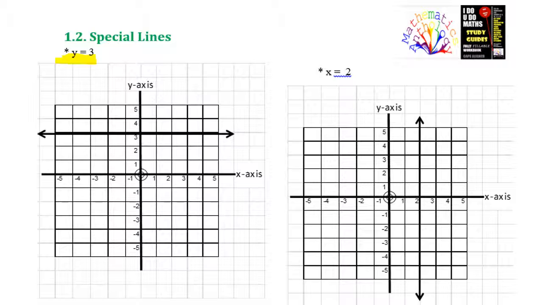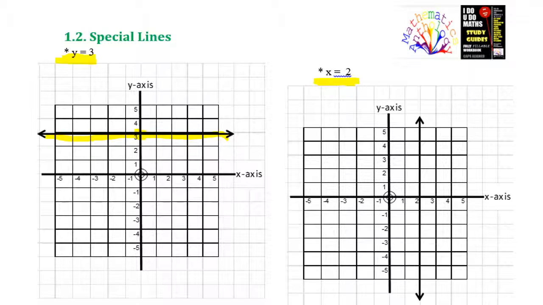So all you do here is you find 3 on the y-axis, which is here, and you draw a line going straight through 3, and that needs to be parallel to the x-axis, and that's the graph of y is equal to 3.